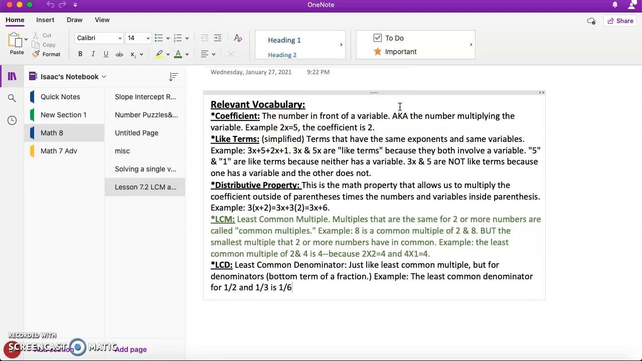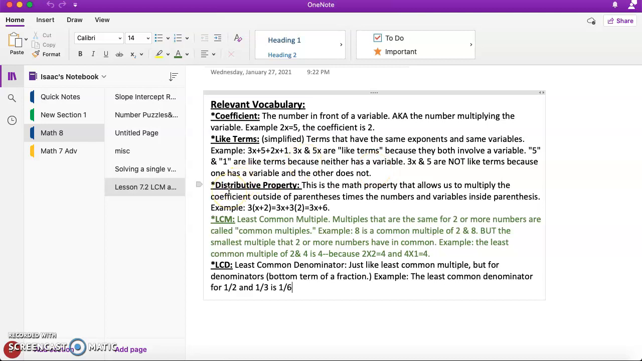Like terms. This is sort of an oversimplified version, but it works for how we're going to use the term. Like terms are terms that have the same exponents and the same variables. So if we were looking at 3x plus 5 plus 2x plus 1, well, we could say that 3x and 2x are like terms because they both involve a variable. And we could say 5 and 1 are like terms because they don't involve a variable. They're both just regular numbers. Now, if we were looking at 3x and 5, though, those are not like terms because one has a variable and the other one doesn't.